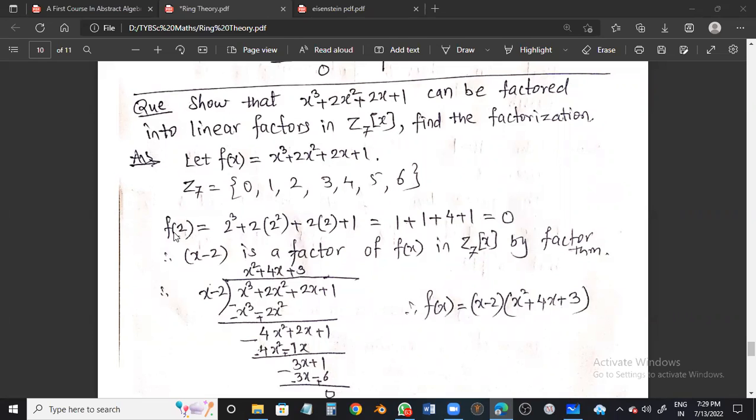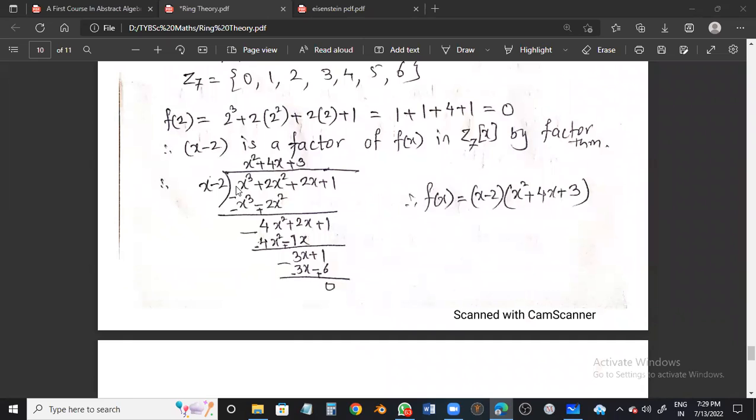So we started with 2. Actually 0 will not work. 1 will not work because 1 plus 2 plus 2 plus 1 produces 6, not 0. So we continued with 2. 2 cube is 8. 8 means 1 in Z7. Here again I'm getting 2 cube kind of thing. It is again 1. 2 twos are 4 and plus 1. So you got this to be 0. I suppose you followed me. So x minus 2 is a factor. So divide by x minus 2.